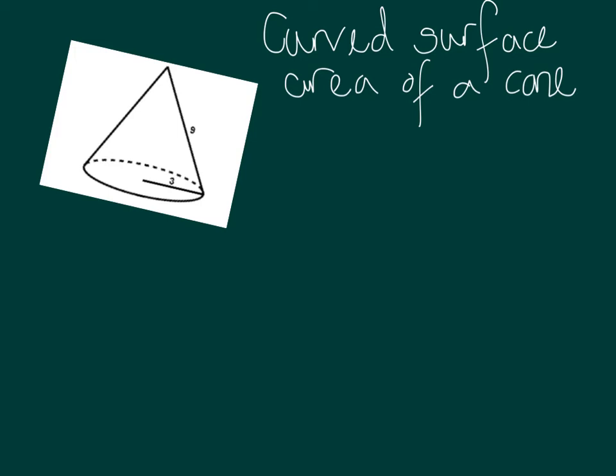Okay, curved surface area of a cone is exactly what it says on the tin really. It's the area of the curved part of the cone, so not including the base. And if we find the formula for that, it's pi times the radius times L. And if you look on the picture on the formula sheet, it tells you that L is this diagonal height here. So what we've got in this question is pi times the radius of 3 times the diagonal height of 9.